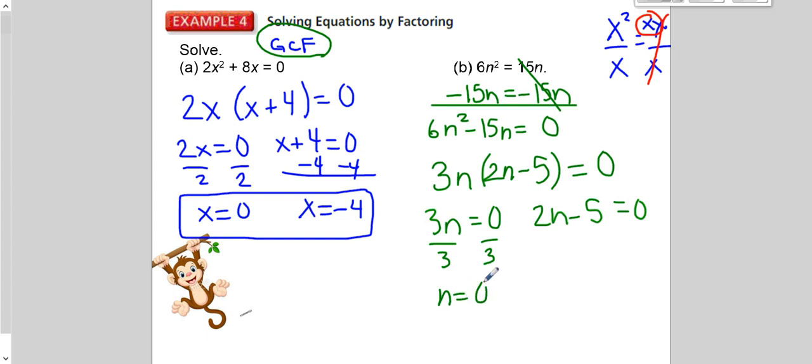Zero divided by anything is 0. Oh, we got more work to do over here. Undo subtraction with addition.